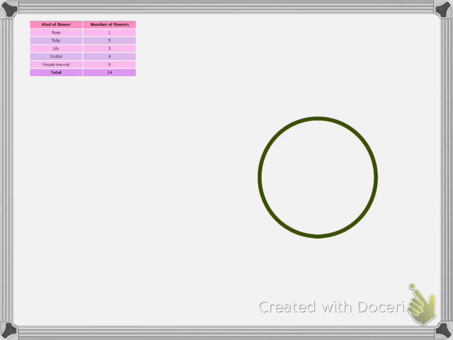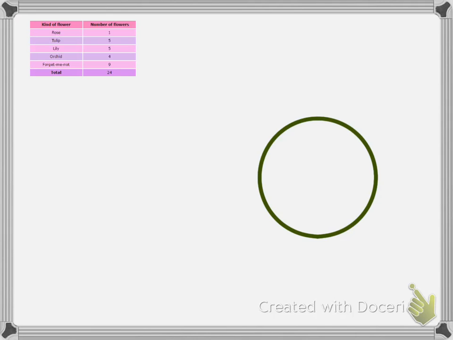As you can see right here, I have a data set, and we're looking at kinds of flowers. One of the first things that you have to do is figure out how many total responses there are. Luckily, this data set has already done that for me. If it hadn't, let's say that that wasn't there, so I'm just going to eliminate that, I can determine it by simply adding all of those numbers together. 1 and 5 and 5 and 4 and 9 added together will equal 24.